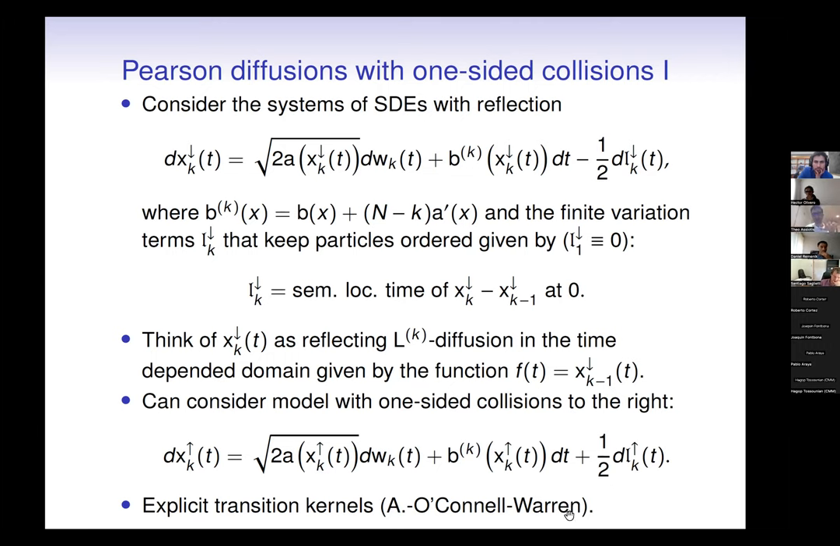And again, there's an explicit transition kernel which I'm not showing you here. And it's more involved than the Brownian case actually.